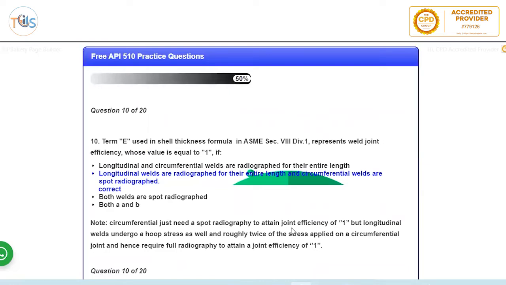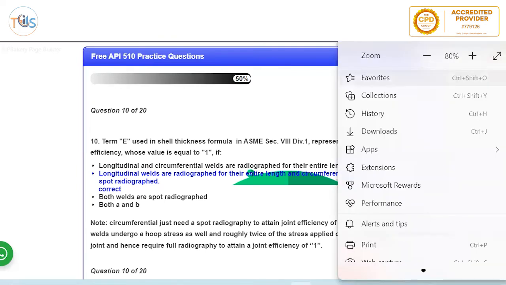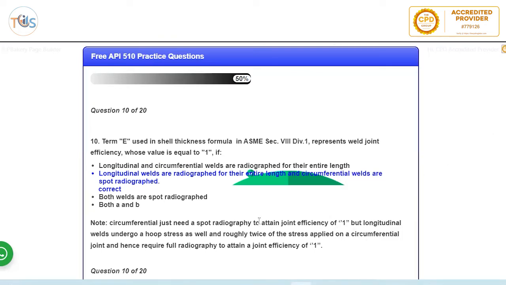The term E, used in shell thickness, represents weld joint efficiency whose value is equal to 1. Now, when it will become equal to 1, it depends on the percentage of radiography. Longitudinal welds are under more stress. They are like double the stress than the circumferential weld, and so they are always more onerous on any standard you can see. So longitudinal weld should be fully radiographed, but circumferential weld needs to be spot radiographed in order to have an efficiency of 1.